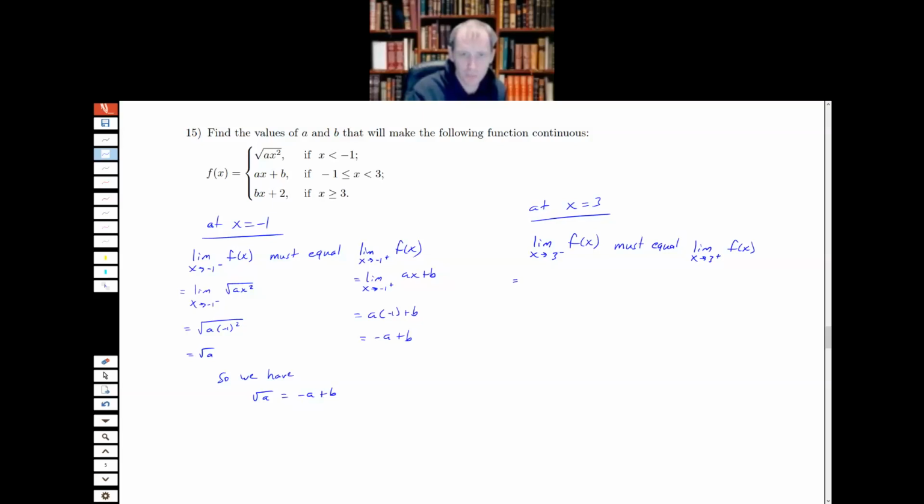As x approaches 3 from the left, we're looking at x values near 3 but smaller than 3. Okay, so that's these x values. So I want the formula ax plus b.